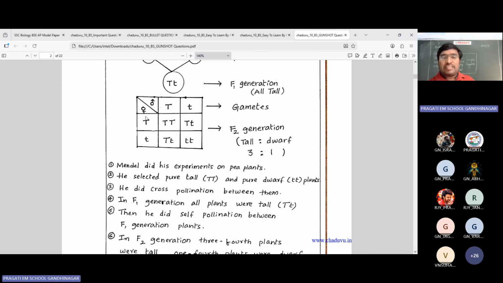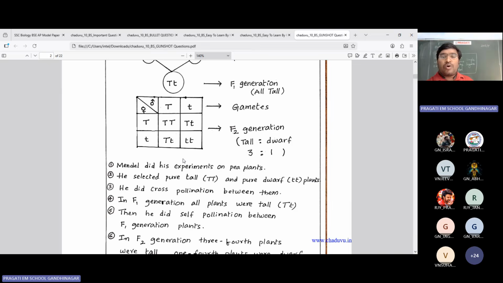These are the male gametes and these are the female gametes. If you fuse these two gametes, the resultant traits will be: capital T is fused with this capital T, the resultant is capital T; this one is fused with this small t, the resultant condition is capital T, small t. The same way here, capital T, small t. At last, these two fuse, and these are recessive traits, small t, small t.